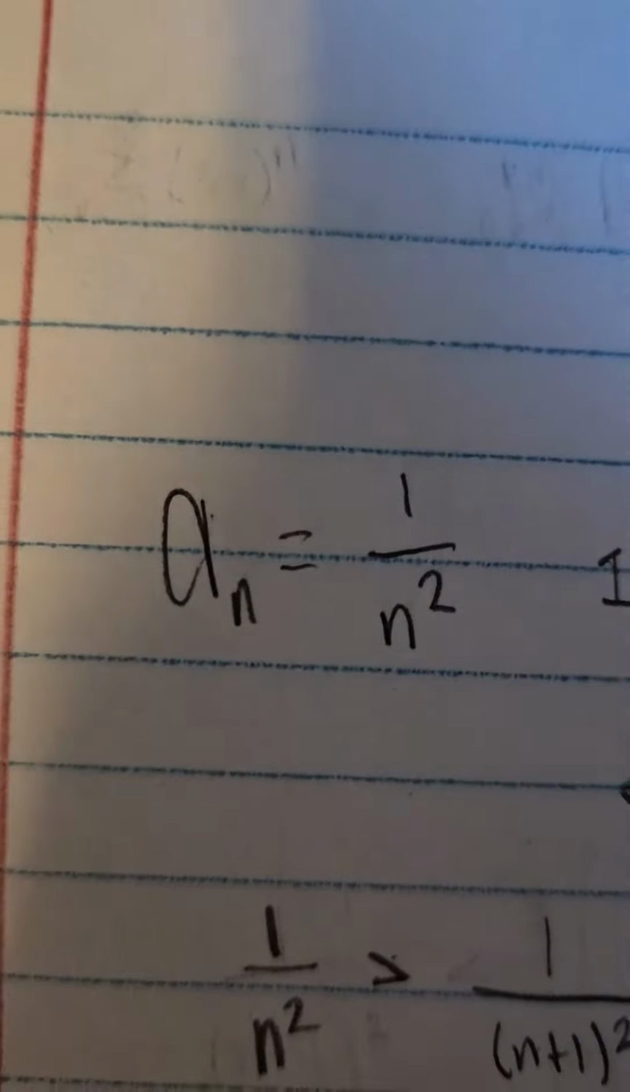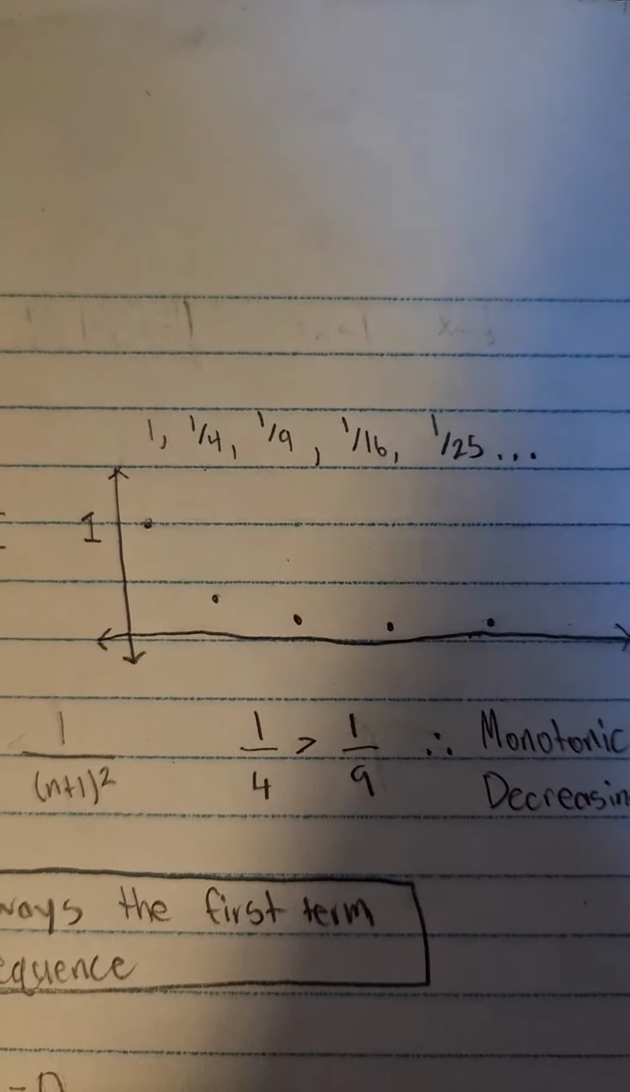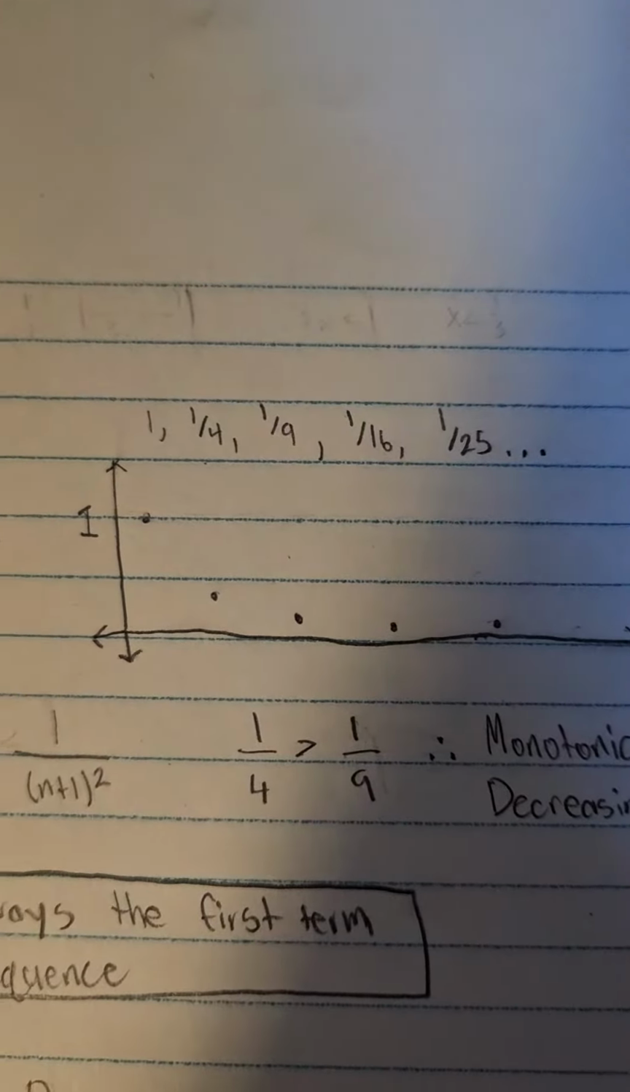Okay, so a bounded sequence is just a sequence where there's a number that every term in the sequence is bigger or smaller than. So for example, 1 over n squared looks like this, and you can see that each term in the sequence is getting smaller and smaller.